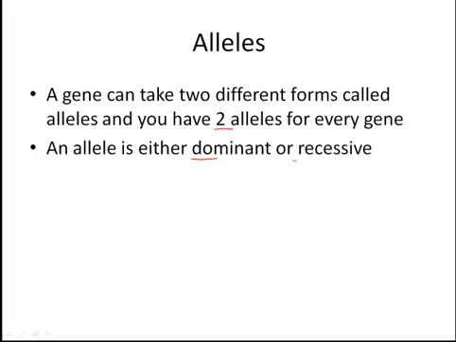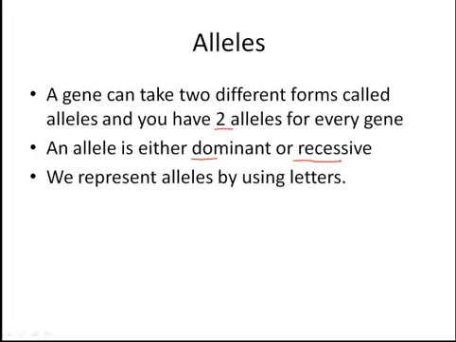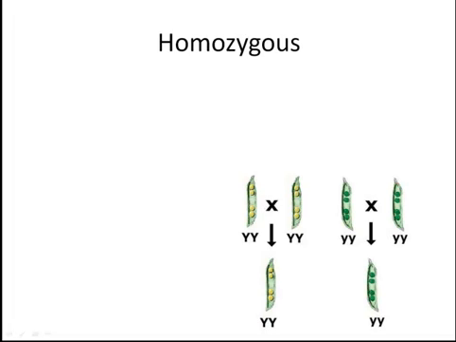Alleles tend to either be dominant or recessive. And we will represent our alleles by using letters. So if something is a dominant allele, that means it will show if present. And we represent our dominant alleles by using capital letters. So anything that's a capital letter means dominant, and the recessive is the same letter but in lowercase.